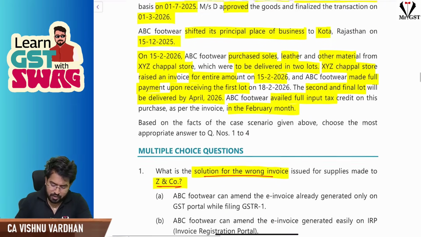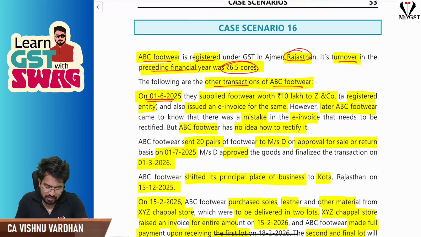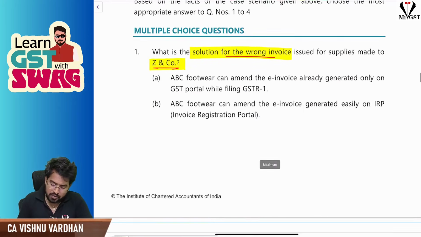Now, if you see in this question, small question again, ABC Footwear is registered in Rajasthan and turnover in the preceding financial year is 6.5 crores. Other transactions of ABC Footwear are given like this. On 1st June 2025, supplied footwear worth 10 lakhs to Z & Co, a registered entity, and issued an e-invoice for the same. Later on, they identified a mistake in the e-invoice and they have no idea how to rectify it.